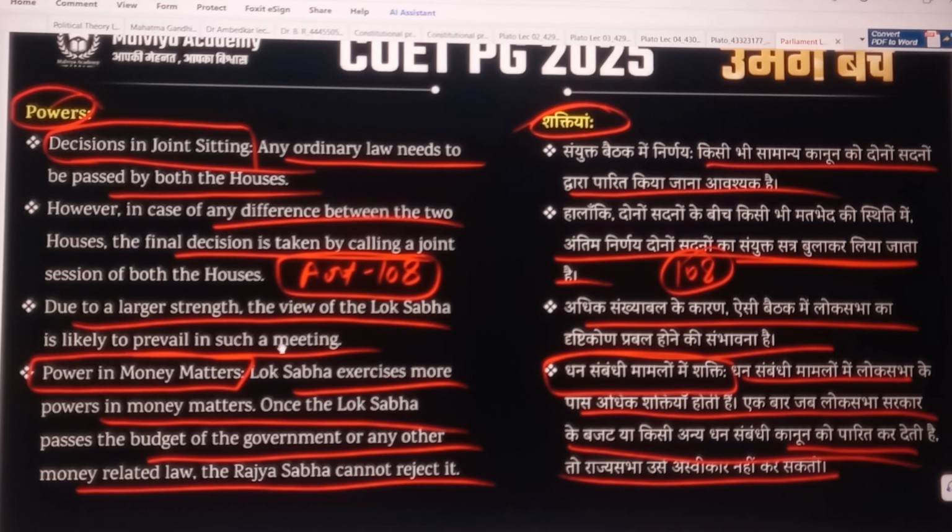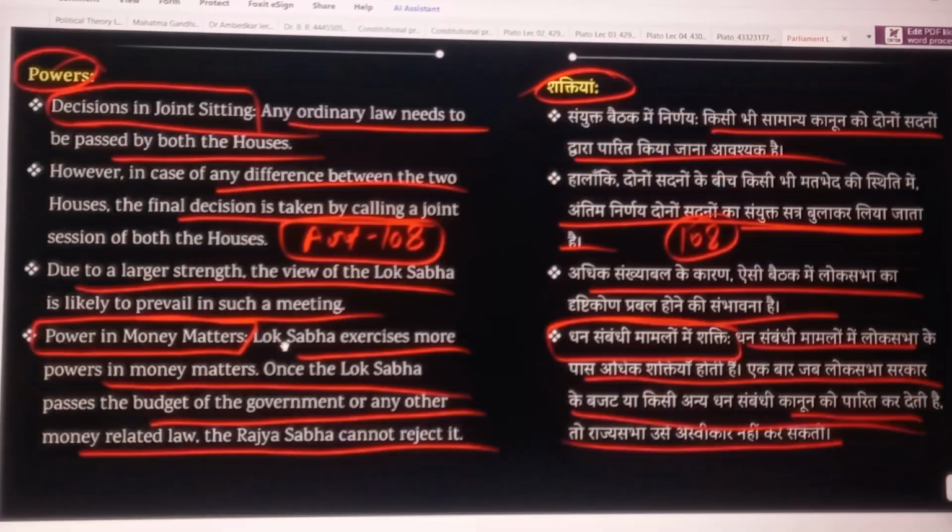And power in money matters. Lok Sabha exercises more power in money matters. Once the Lok Sabha passes the budget of the government or any other money related law, the Rajya Sabha cannot reject it. Means if the Lok Sabha passed a money matter law, then Rajya Sabha can't reject it, and even the president also can't reject it because the money matter was made by the consent of the president only. So the president gave consent earlier on also. So power in money matters we have seen.